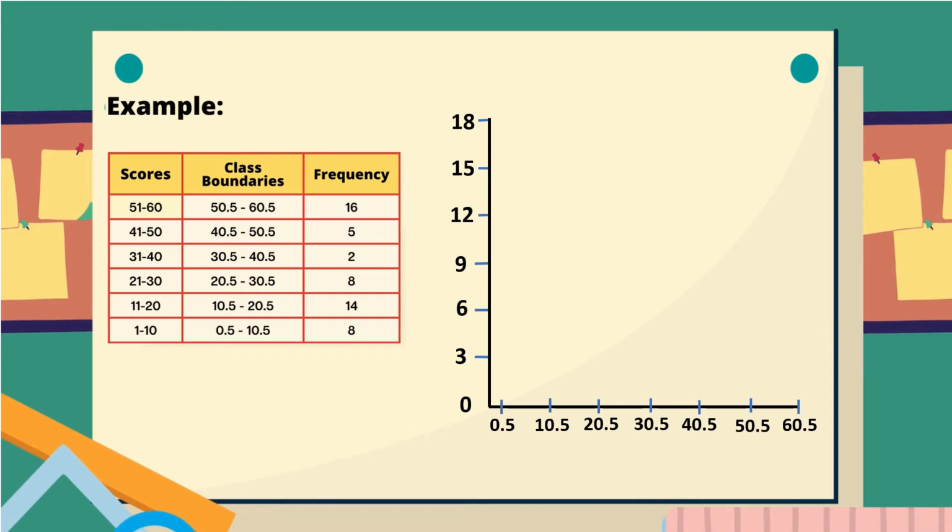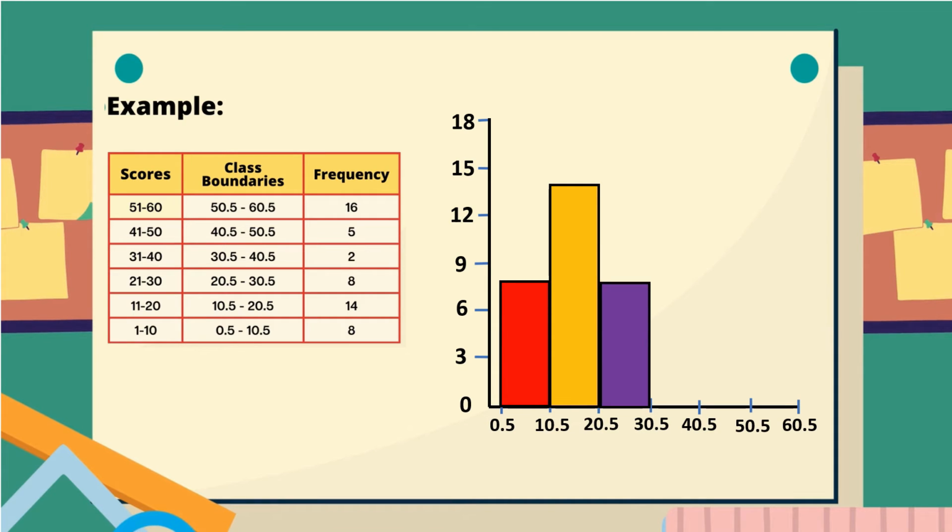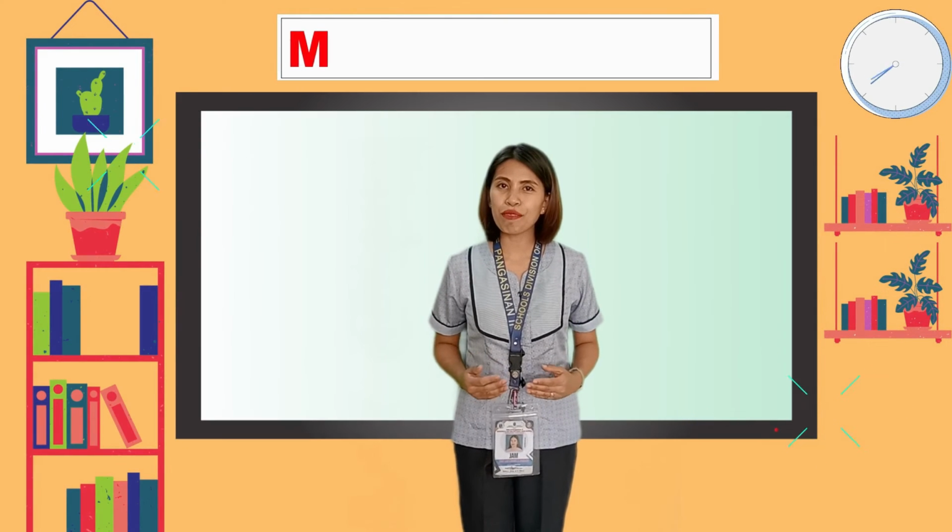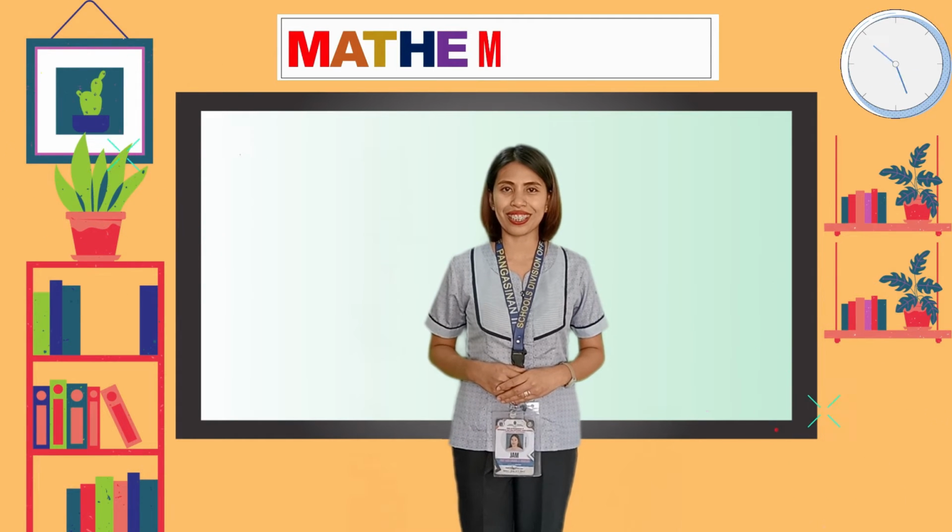0.5 to 10.5, we have 8. 10.5 to 20.5, we have 14. 20.5 to 30.5, we have 8. 30.5 to 40.5, we have 2. 40.5 to 50.5, 5. 50.5 to 60.5, 16. And here is the histogram of the given data. Let us now proceed to the next type of presenting frequency distribution data.